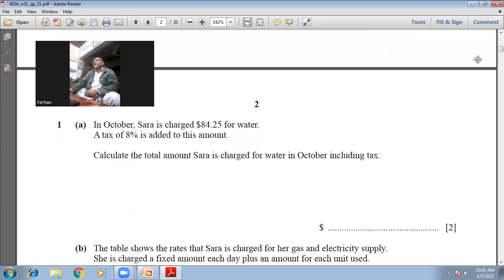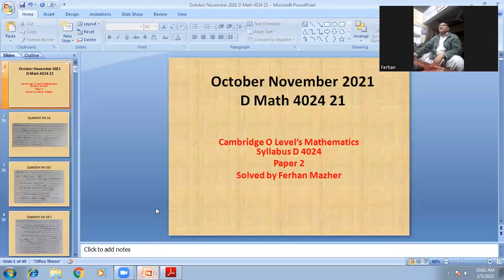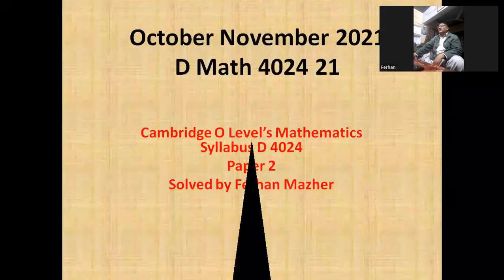He says, in October, Sarah is charged $84.25 for water. A tax of 8% is added to this amount. Calculate the total amount Sarah is charged for water in October, including the tax. So without tax, she has to pay 84.25, and then they added 8% tax on her. So we will write 84.25 plus 8% of 84.25, and we'll find what's the total. It's a 2-mark question, so let me show you my solution.